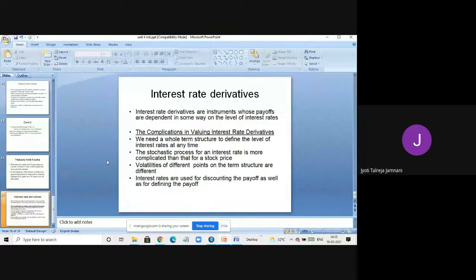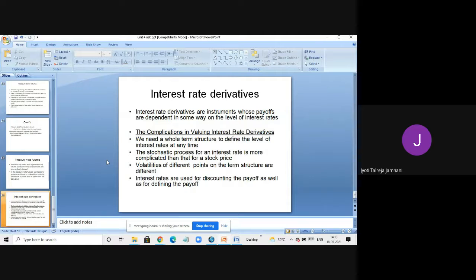The complications in valuing the interest rate derivatives: when we are valuing them, we cannot sit with a 6-month rate and derive the interest rates. We need the whole term structure. That means if it is a 2-year bond, I need the 6-month rate, 1 year, 1.5 year, 2 year. If it is a 5-year bond, I need 10 rates, every half yearly. So the whole structure or the whole term of interest rates is required.